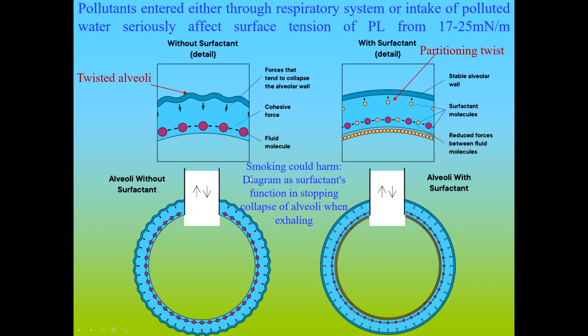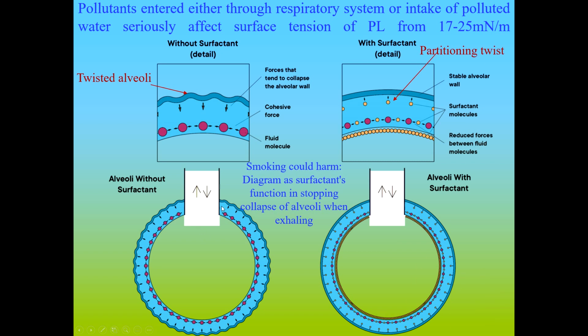Now what happens, if there is no pulmonary surfactant, then see the twisting of the capillary, the diaphragm of the lungs, and there is a question of rupturing, as I told you, without surfactant, because ideally this lung fluid should have 17 to 25 millinewton per meter surface cohesive force or surface tension. If it is maximum, expansion may not be there, and for a healthy lung, 6 liters of oxygen should be occupied when it is fully filled. So it will not be filled. That's why this pulmonary surfactant is very, very important.